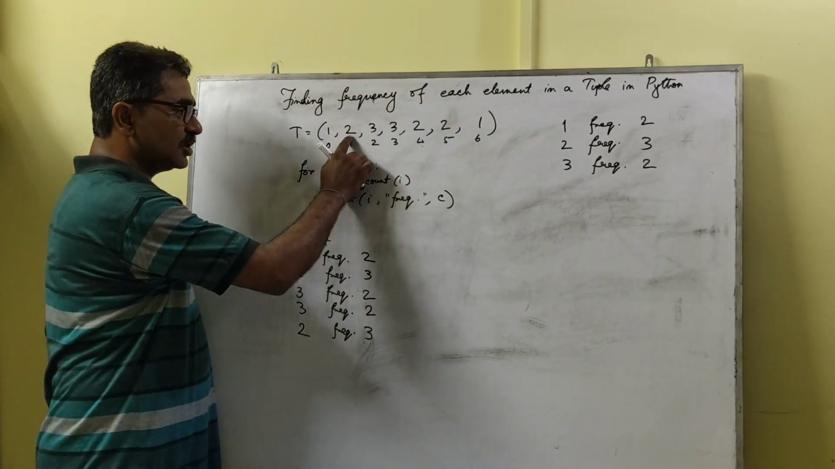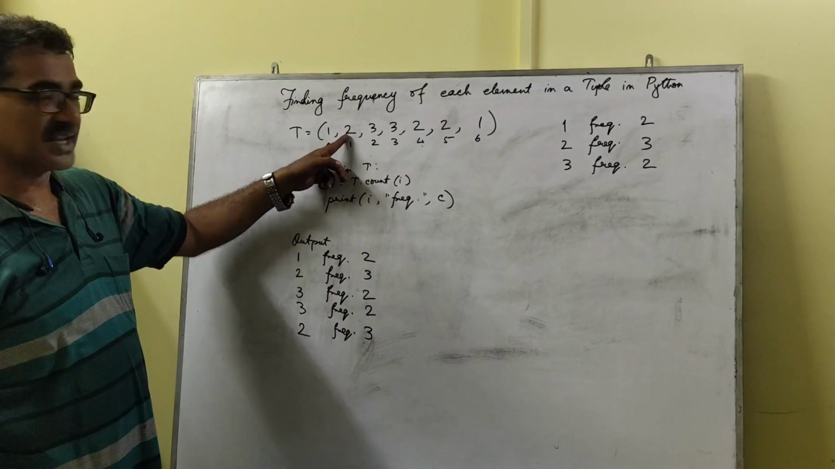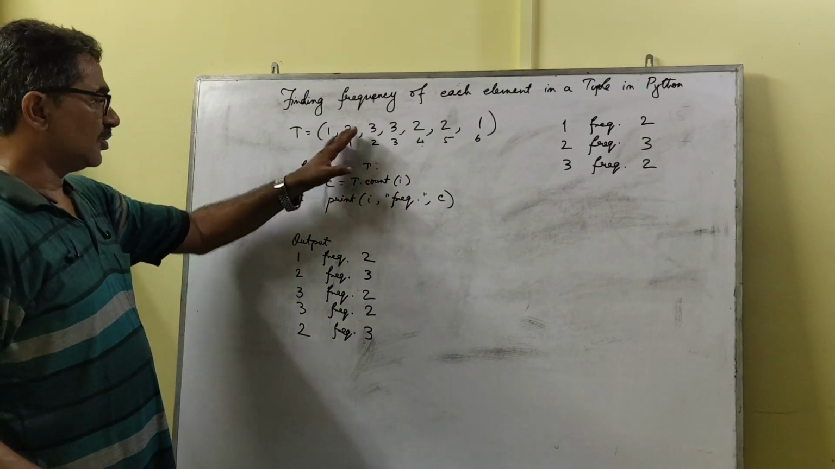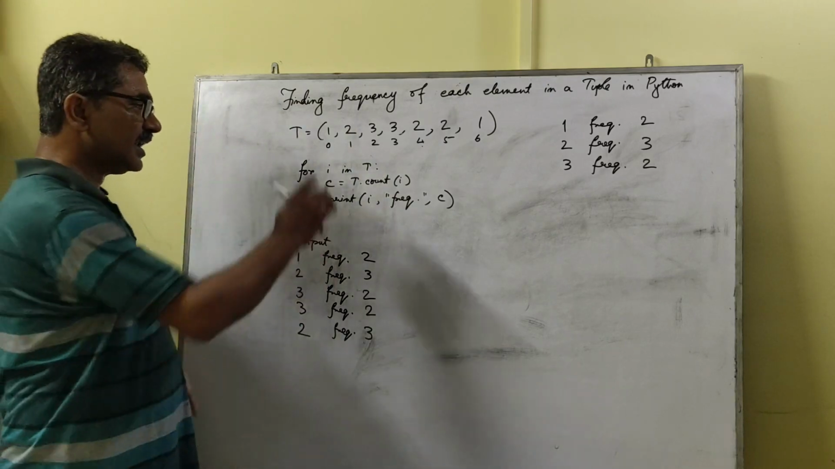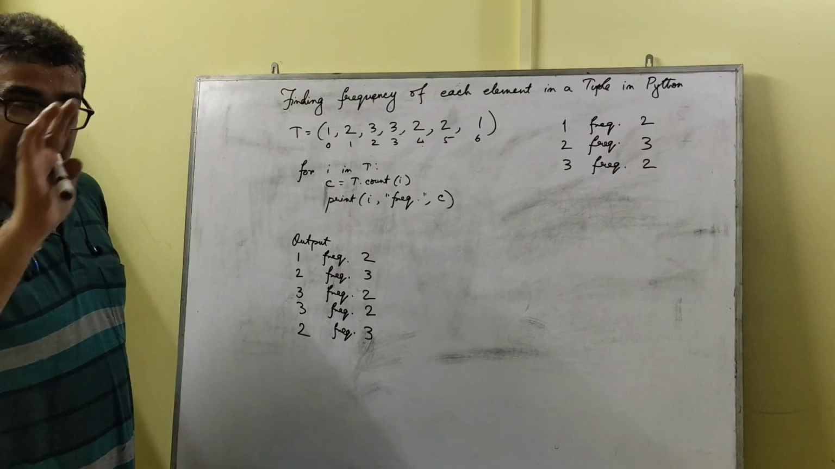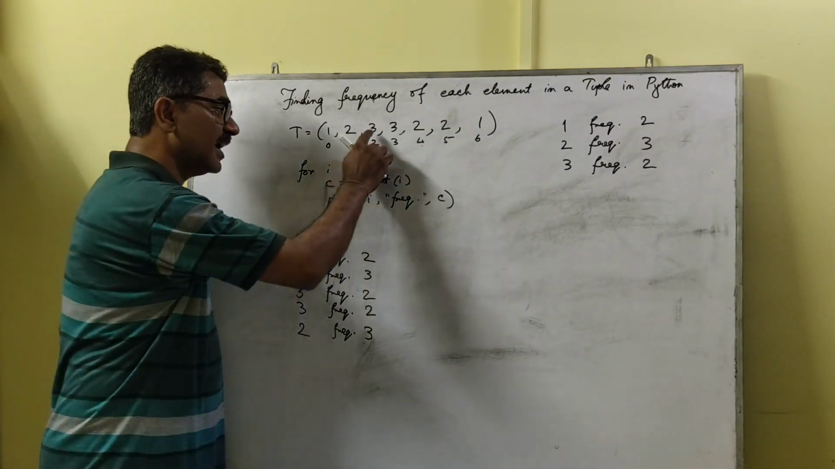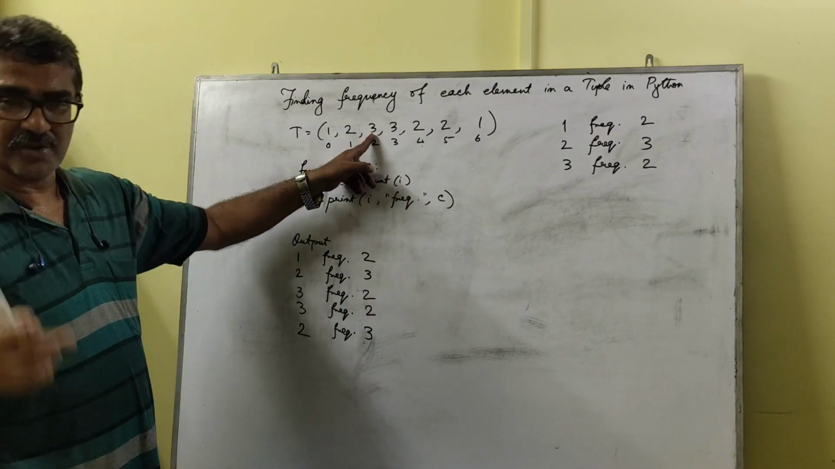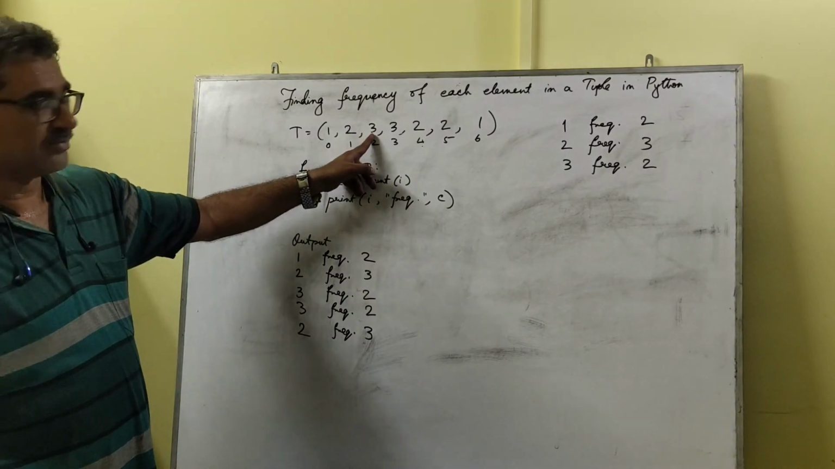Next comes 2. Is there a presence of this element 2 before this index? No, there isn't any presence of the number 2 before it. So that means I got 2 for the first time and therefore I find the frequency. Next I get 3. Is the element 3 present before it? No. So I got 3 for the first time. I'm going to find its frequency.